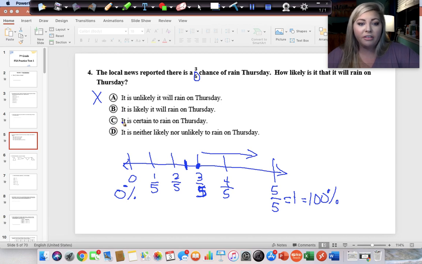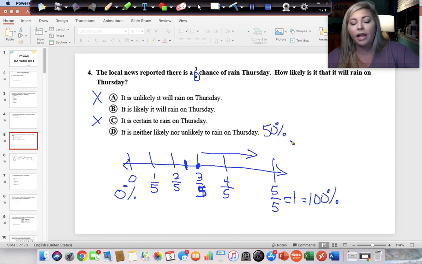Let's double check though. It is certain to rain on Thursday. Certain means it's going to happen, so that's not going to happen because it's not 100%. D says it is neither likely nor unlikely. That would be your 50% mark. If it's neither likely nor unlikely, it is exactly 50%, which is not the case either. So our answer choice for this one is B.